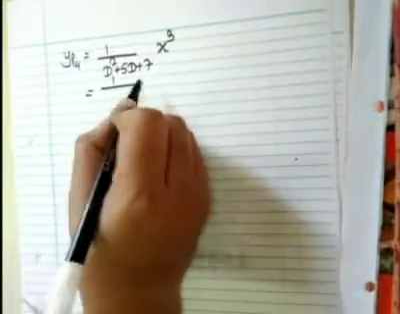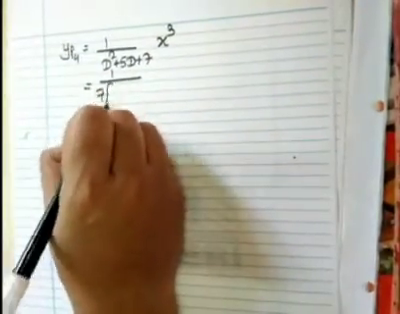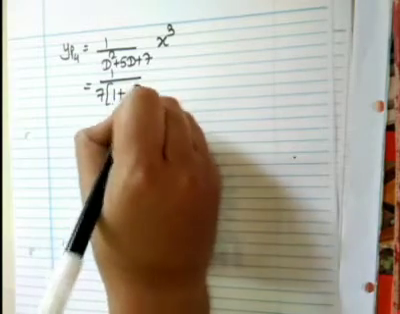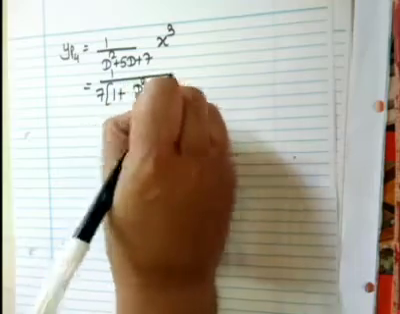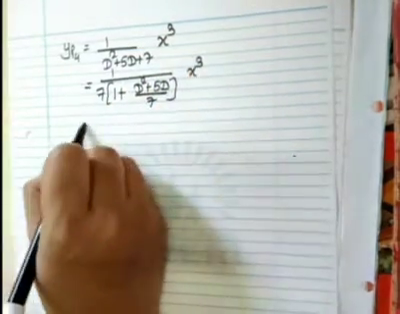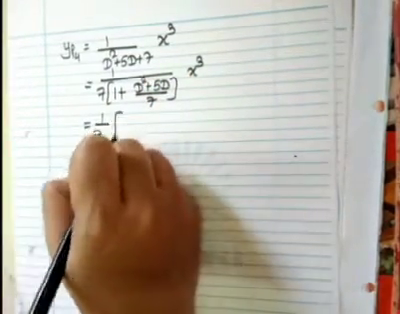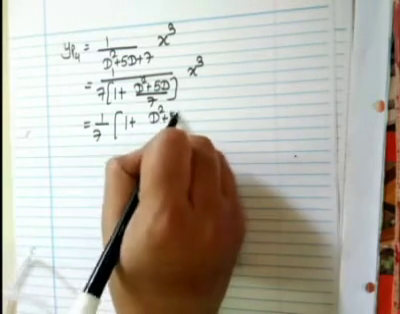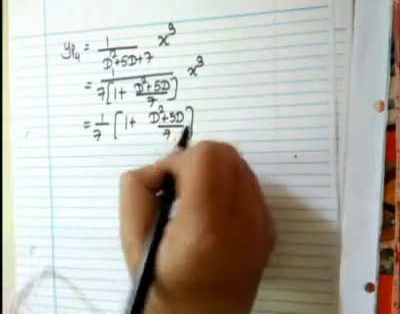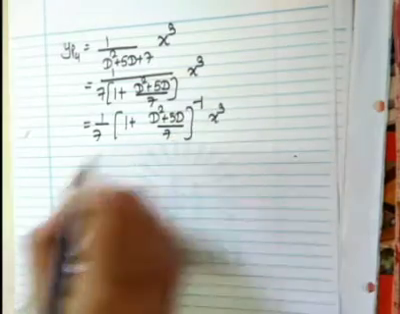So we will take the lowest degree term out. The lowest degree term here is 7. So 1 upon 7 into 1 plus d square plus 5d by 7, on x cube. Next is 1 by 7, 1 plus d square plus 5d by 7, inverse, on x cube.